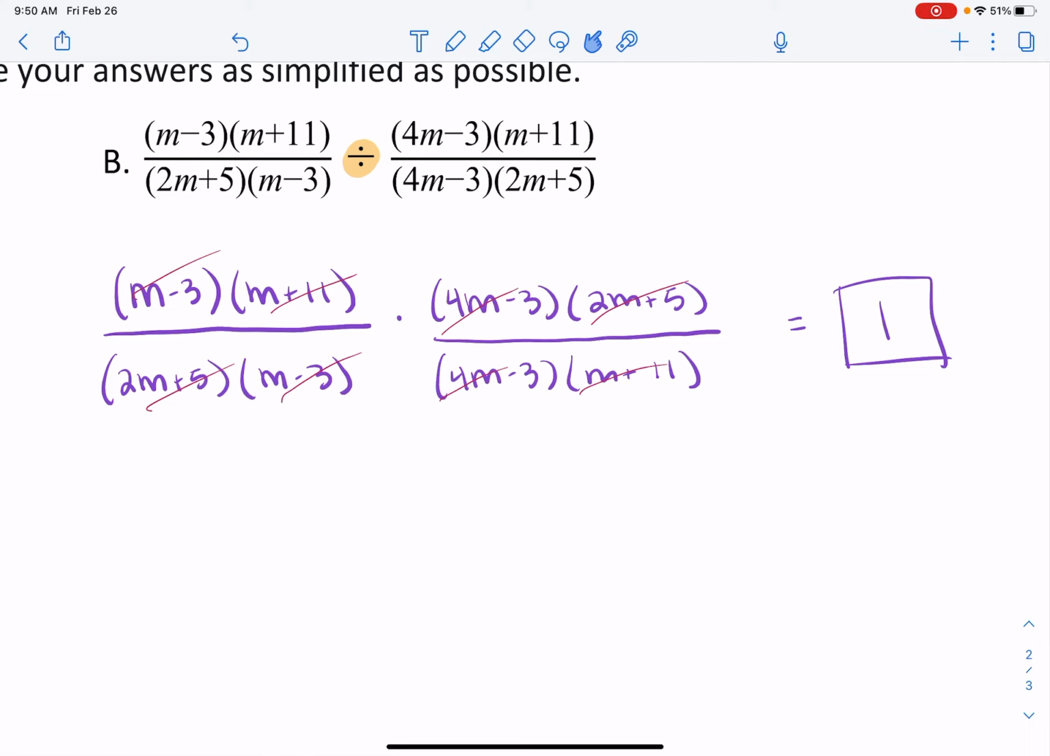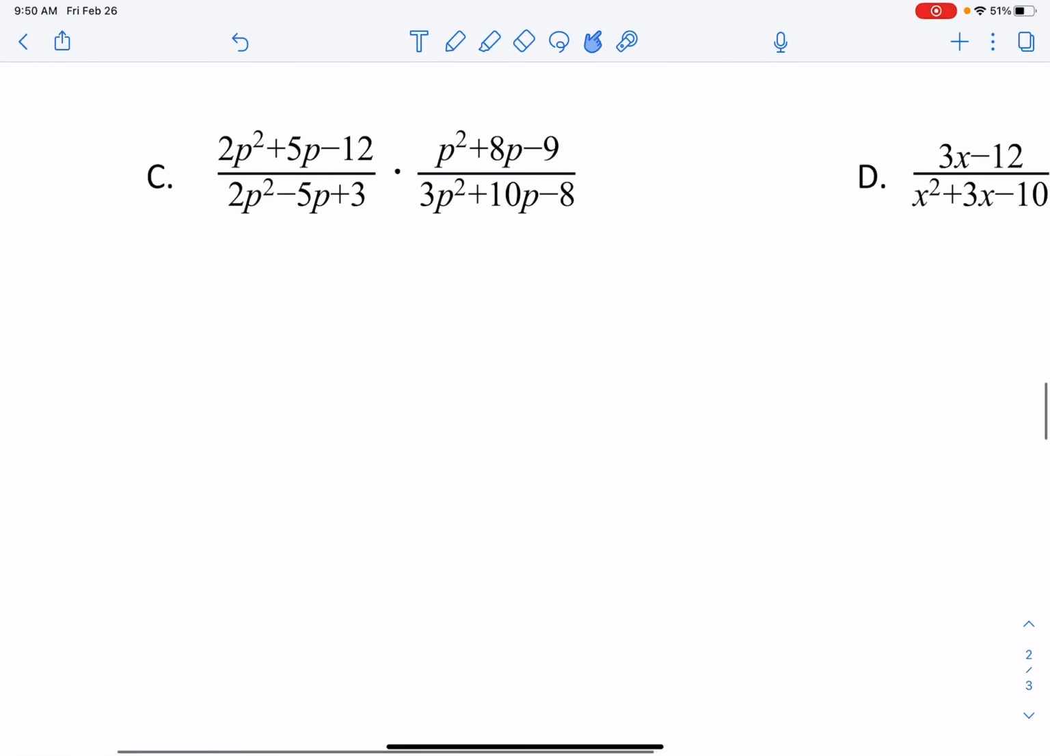All right, so let's go ahead and look at letter C. So letter C, we've got a lot to do here. We've got a lot of factoring. And I see that A is only equal to 1 times, so we're going to have to do the diamond method here. So let's go ahead and start with 2p squared plus 5p minus 12.